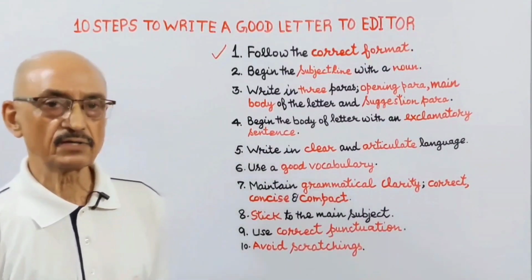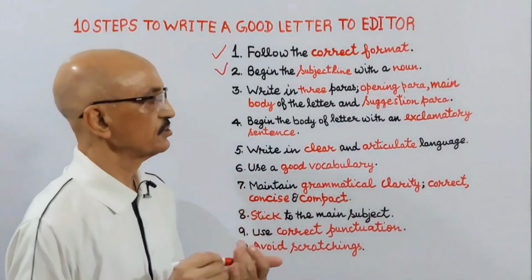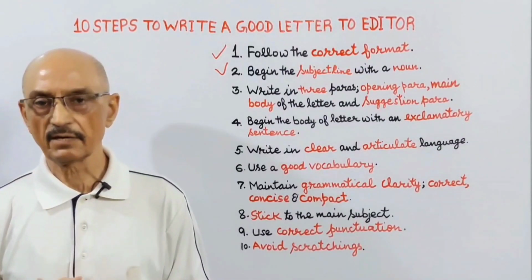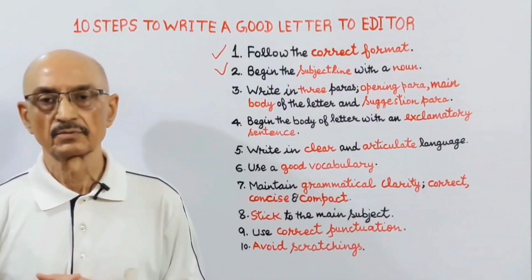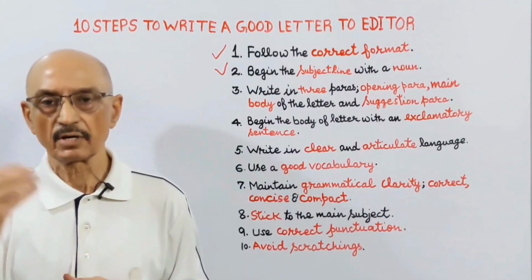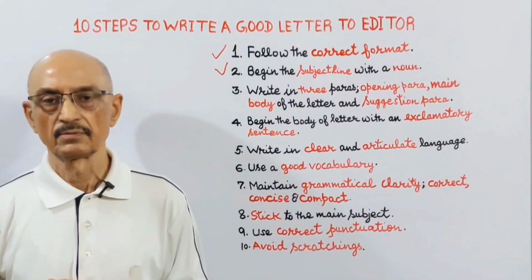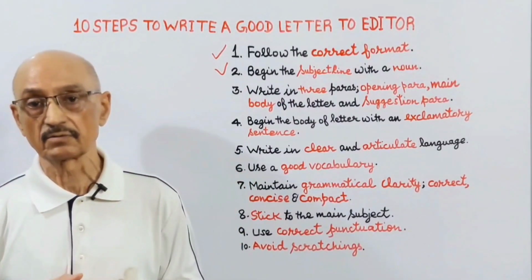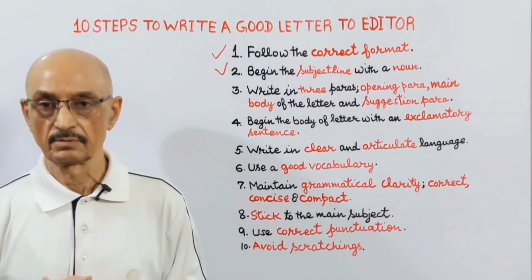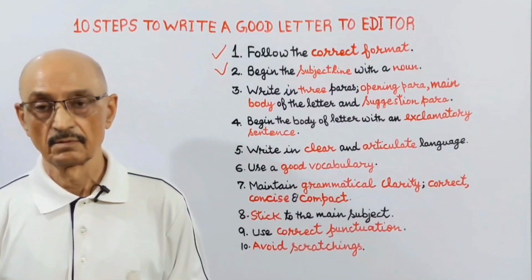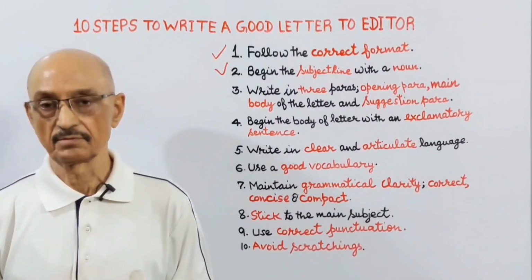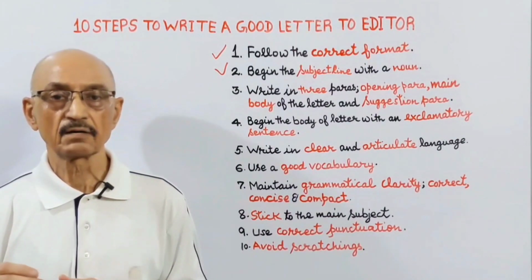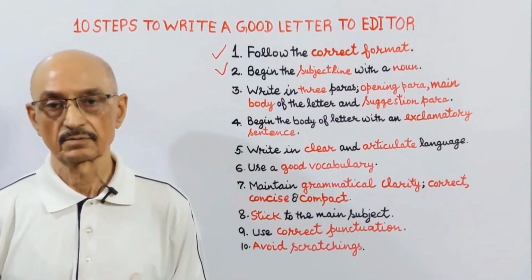The second step is to begin the subject line with a noun. Always begin that subject line with a noun. Some students start like this: complaining, regarding. No, this is not correct. Don't use a present participle. If that present participle is working as a noun, then it is correct, or if it is working as an adjective before that noun, then it is okay. But complaining, regarding, this is not correct.